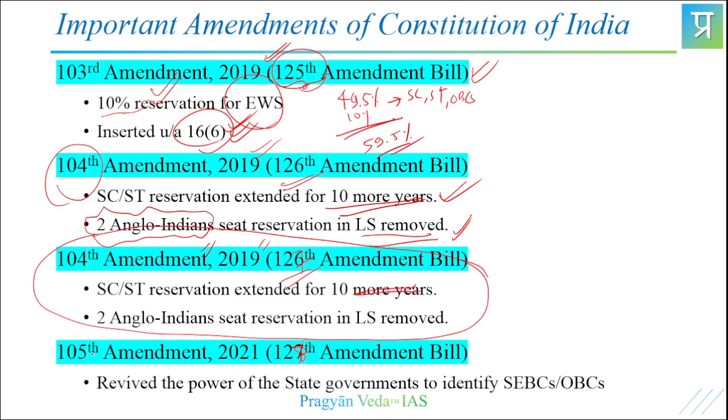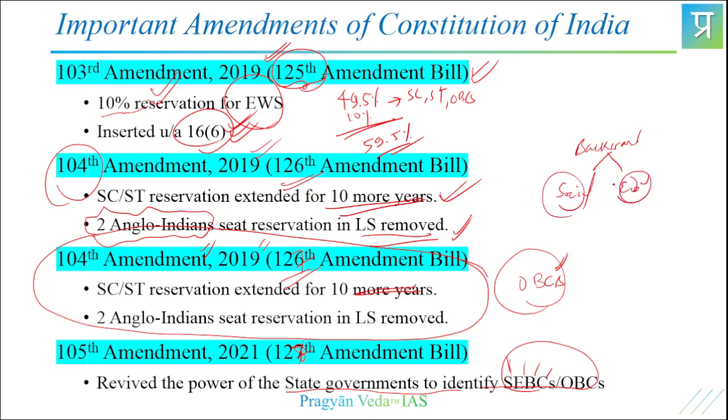And we have the 105th amendment happening in 2021, which is called the 128th Amendment Bill also, which revived the power of state governments to identify the socially and educationally backward classes. Earlier, the other backward classes are also called socially and educationally backward classes, because the backwardness is mainly based on social and educational grounds. It is never meant to be economic, although the eventual consequence is economic, but it is not directly economic. Therefore EWS was brought in.